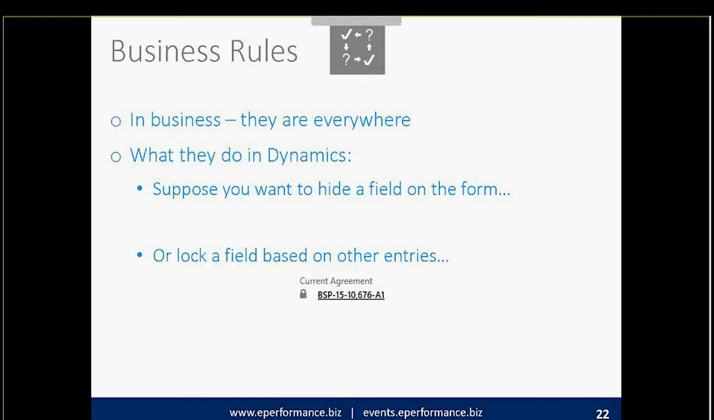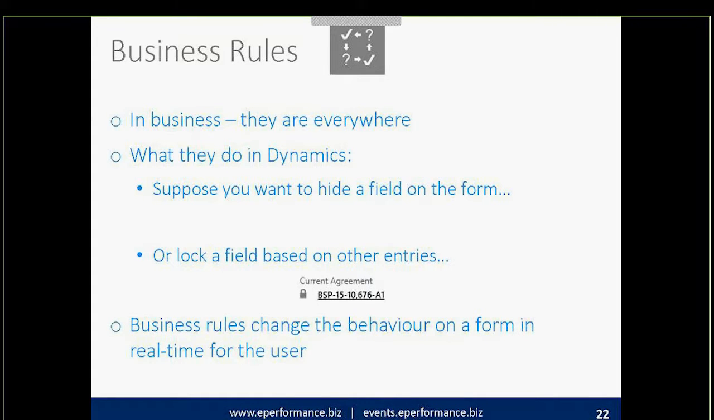A lot of what business rules do is they change the behavior on a form in real time for the user. That's the easiest way to think about what they do. They hide, they show things, they create logic, they do calculations. If you used to use JavaScript a lot on your 2011 system, or you think of JavaScript how you might use it in a web application, business rules do a lot of what JavaScript does for your form in terms of how it's going to apply it or change things within it.